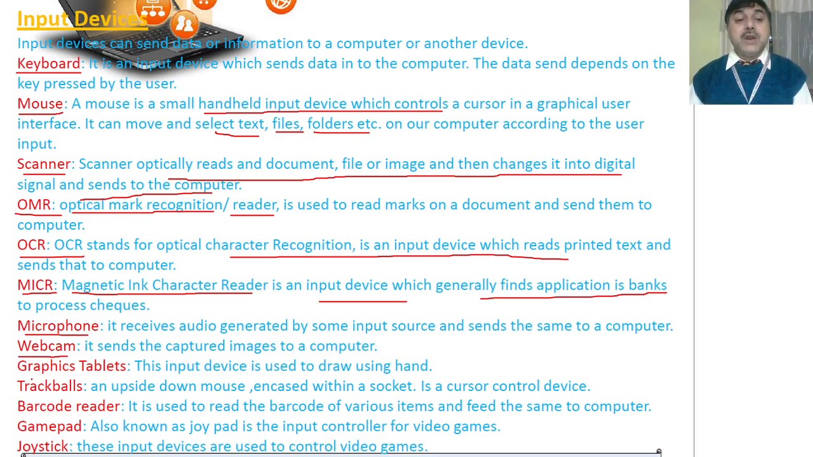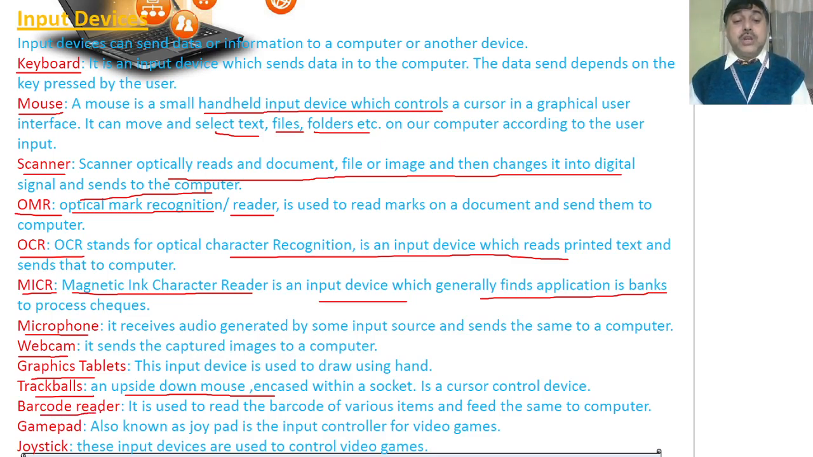Next, what do we have? A graphics tablet. A graphics tablet is one type of input device which helps you to draw. Next, trackballs. Trackballs work like a mouse, where you can move the ball up and down and the cursor can be controlled. Clear?